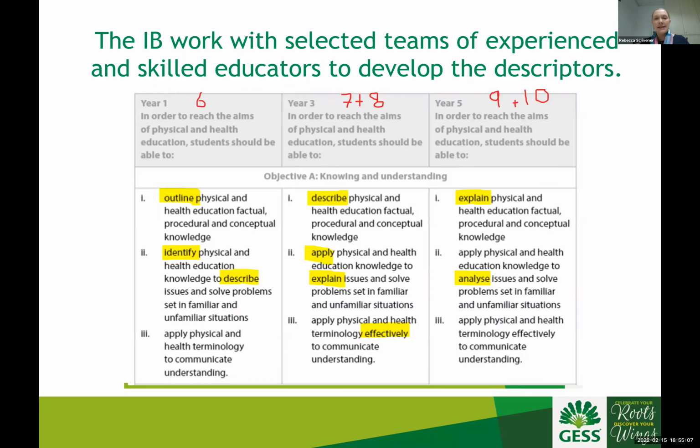So you can see this is PE. This is their criterion A, which is linked to their objective A, and it's about their knowledge and understanding of physical and health education. You can see there are three things that students have to do under criterion A for PE. If we look at that first strand, which is i, in grade 6 they're outlining physical and health education knowledge. In grades 7 and 8, they have to describe it. And in grades 9 and 10, they have to explain it.